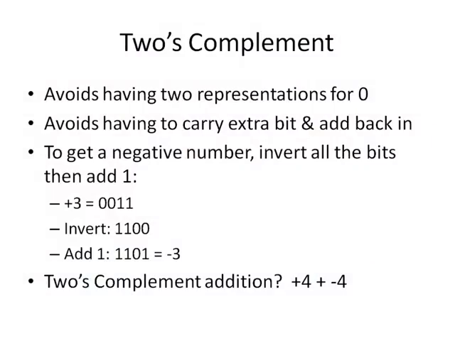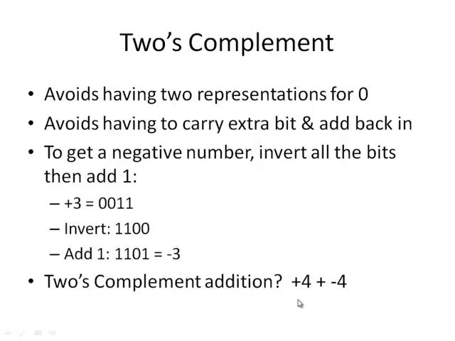An alternative is to use something called 2's complement. This avoids having 2 representations for 0, and also avoids having to carry the extra bit. To get a negative number, we invert all the bits as before, but then we add 1. So here's the process. If we have the number 3 in binary, that is 0011. We invert the bits to get the ones complement, and then we add 1. And that value is how we represent -3 with 2's complement.